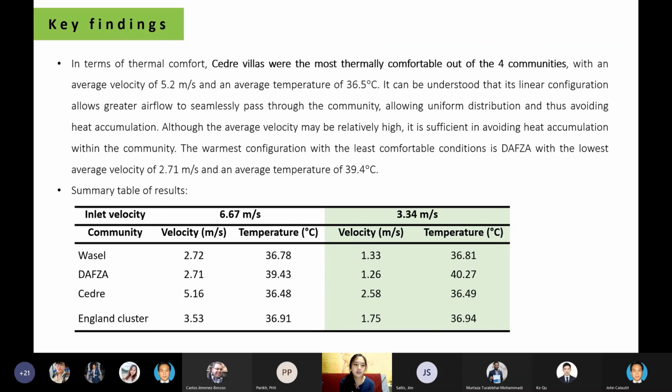If you would like, here's a summary table of the results for your perusal. This is just a comparison between the first set of results, which used 6.67 meters per second, and 3.34 meters per second.